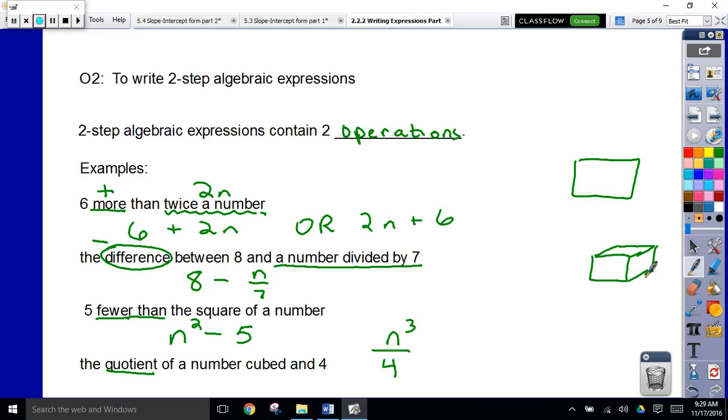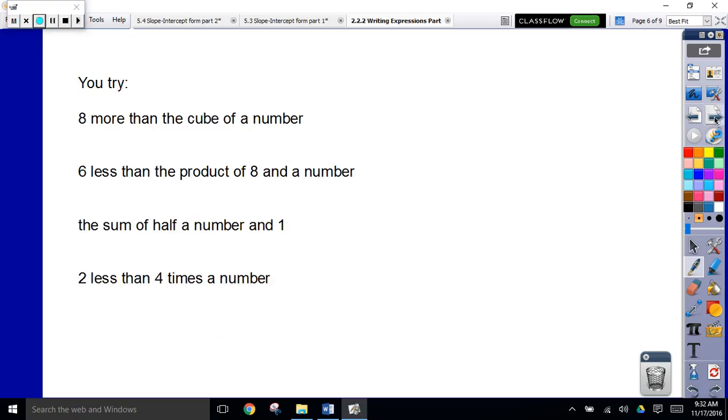The next slide has 4 for you to try. So I'm going to pause this. I want you to try those, and then we'll talk about them. Okay, I guess they're not numbered.